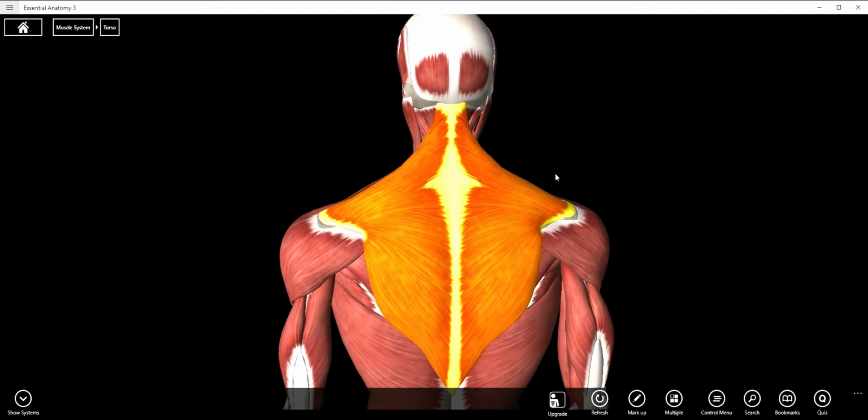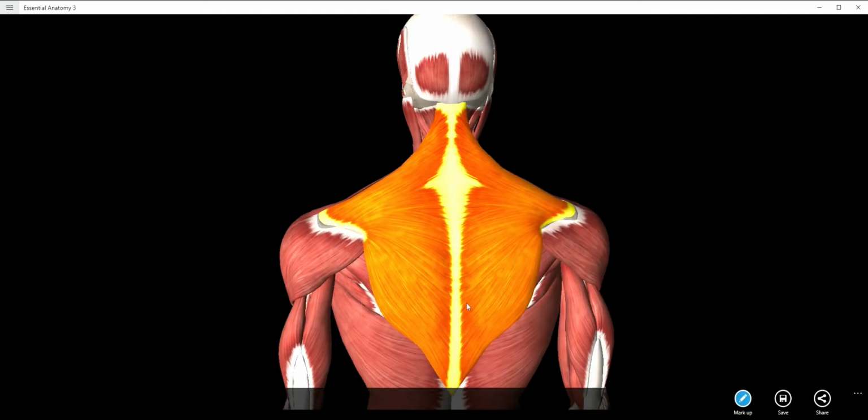So anyway, let's start with the trapezius. You can't miss it. It's this big old massive muscle that spreads out over your back. It has a pretty interesting origin. It originates up here on the nuchal line and goes all the way down the spinous processes to T12 and then inserts on the scapula and clavicle.